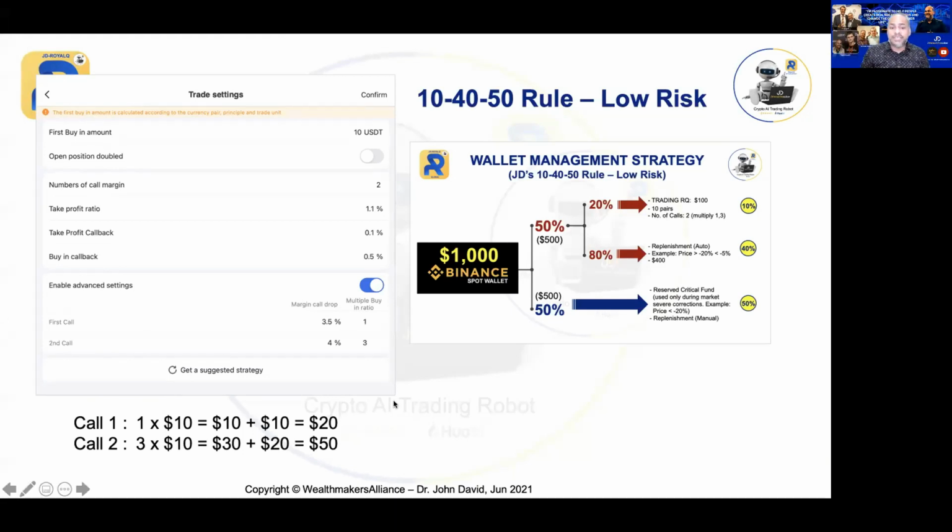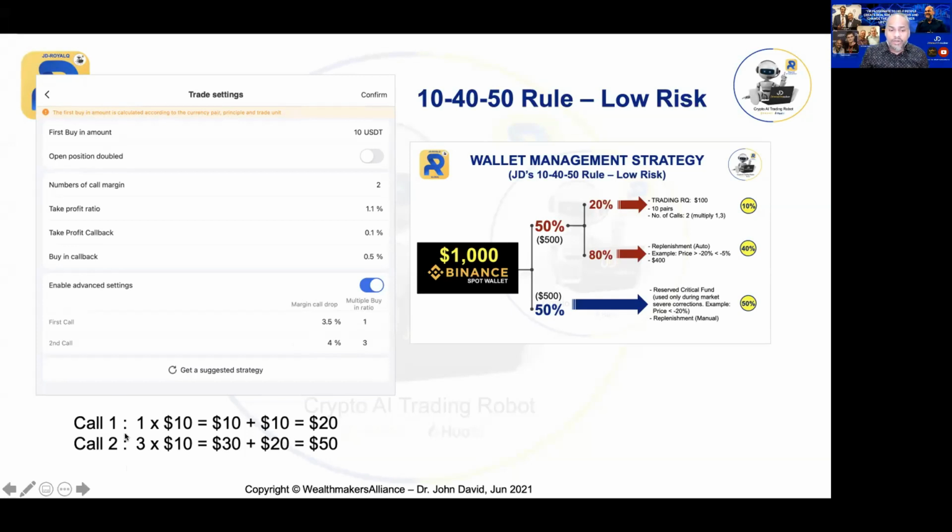You can stop the robot. So in this case, the robot will stop at about 7.5%. Once it hits 3.5 and comes down further at the second call, that is it. It will stop. Now let's look into the calculation of how much fund the robot will be using if you follow this trade setting.